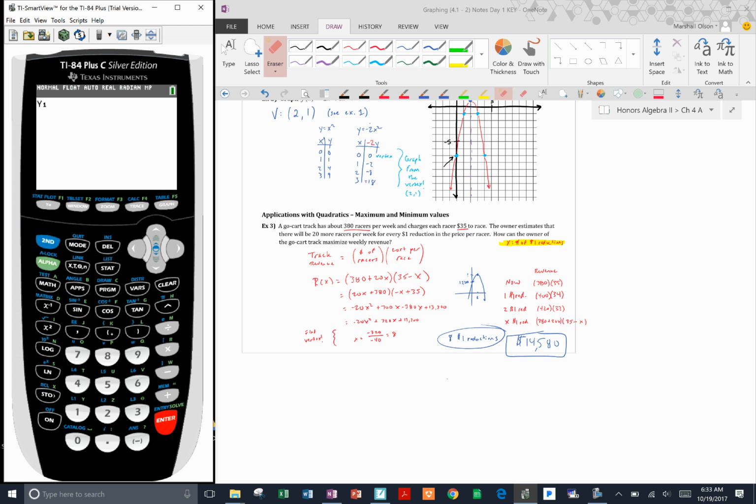Okay. Then you're going to put in parentheses what value you want to put in. We want to put in 8. So this way you don't have to mess with the window in the graph, although it was kind of satisfying to see the vertex of the graph where we thought it would be, and making sure that the window was in the right spot. So we do y sub 1 of 8, and we get that same value, 14,580. So that's how you find the vertex, which in this case is the maximum, on your graphing calculator.